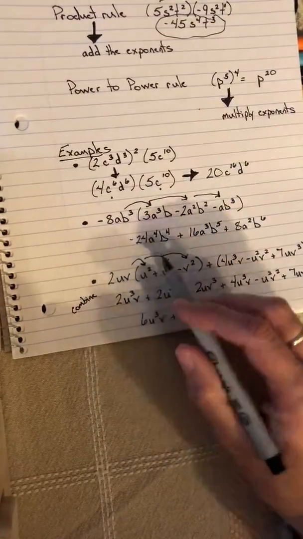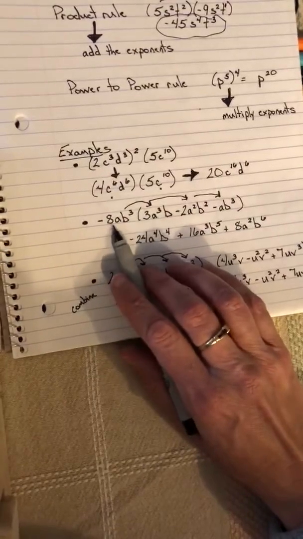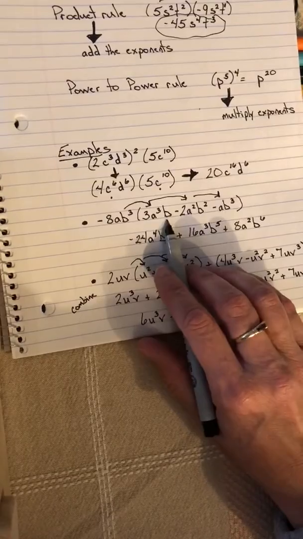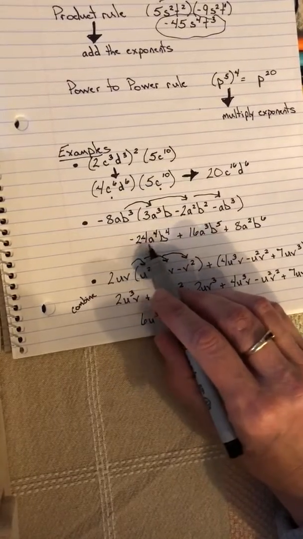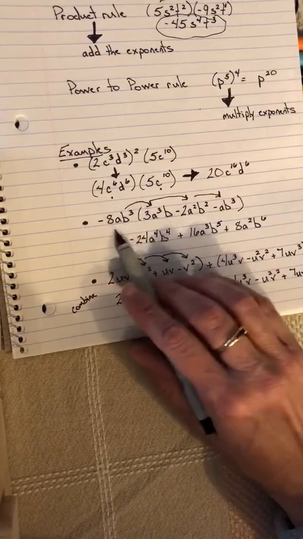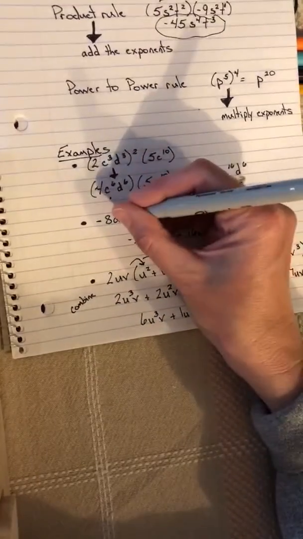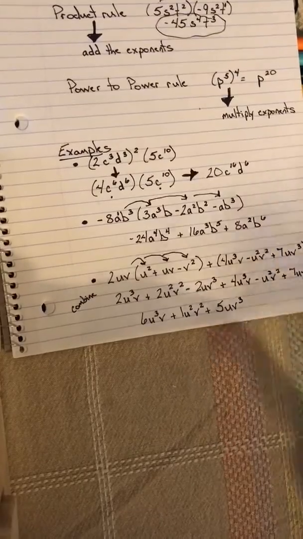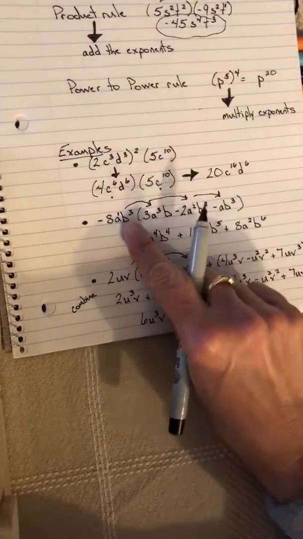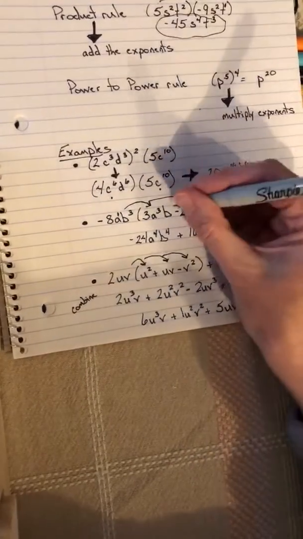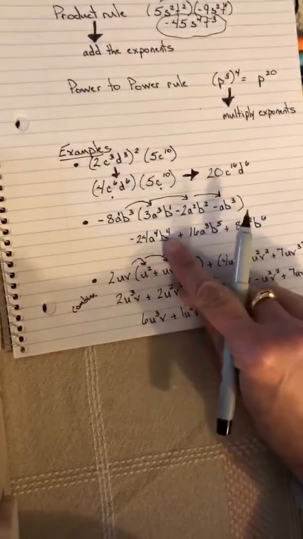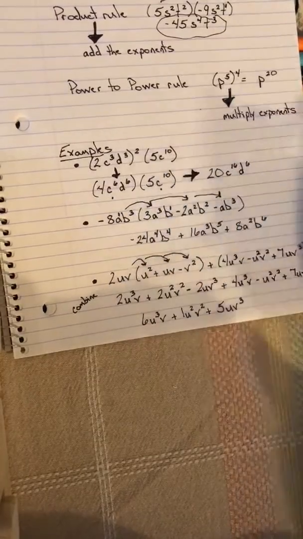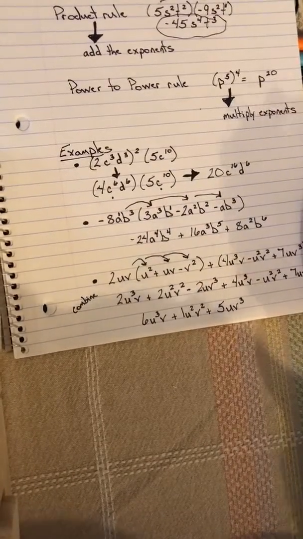When we do that, -8ab to the third times 3a to the third b turns into a -24. A to the 4th, if you want to put a 1 in there to remind you, 1 plus 3 gives us the 4. B to the 3rd times b, if you want to put your 1 in there, that gives us b to the 4th. Remember we are adding exponents, it's the product rule.